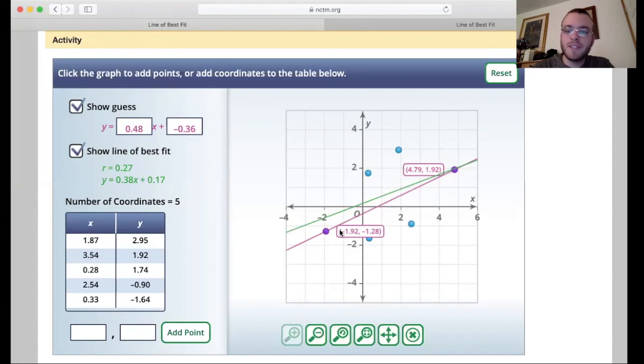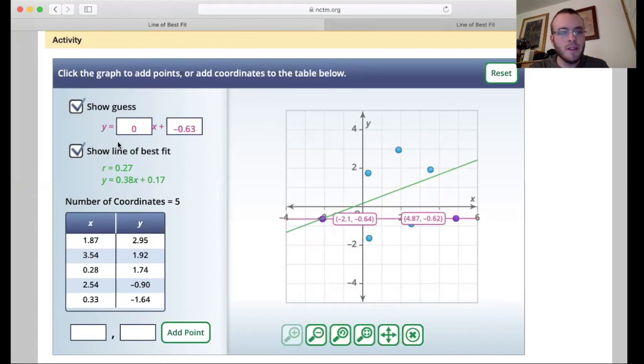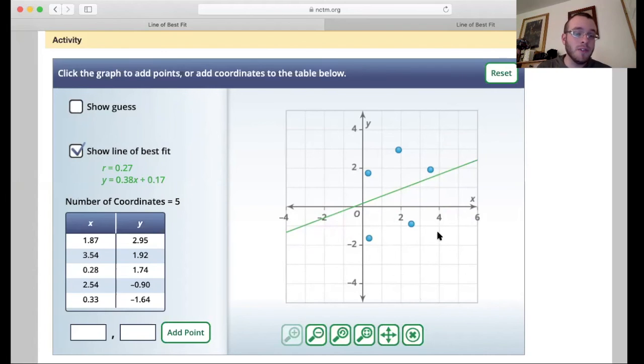I was relatively close, not bad, not bad. Let me get rid of my guess here since we have the right thing. Okay, and it looks like my data points have a relatively weak correlation, right? The R, the correlation coefficient, is closer to 0 than it is to 1. And my slope is 0.38, so it does have a slight positive correlation. Maybe your points have a strong negative correlation, maybe they have no correlation.